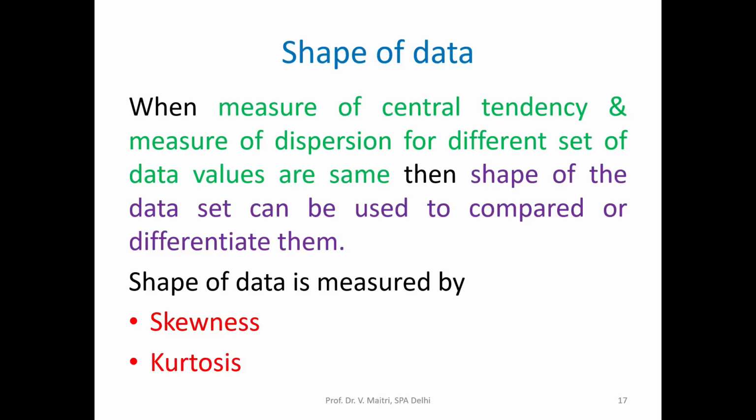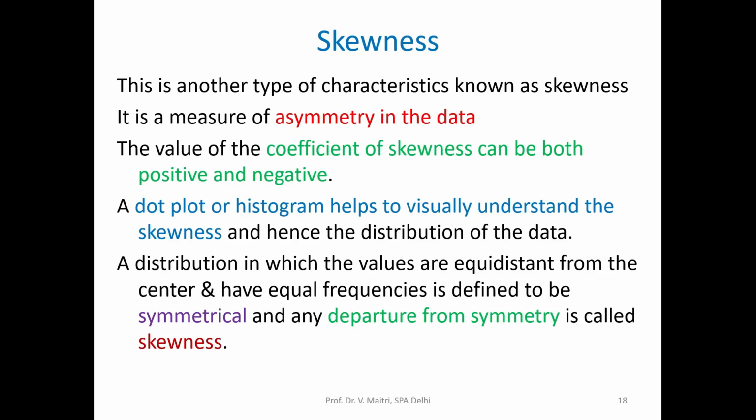The shape of the data we can compare in two ways, either by skewness or by kurtosis. What is skewness? Skewness measures the asymmetry in the data. It tells us whether the data is symmetrical or non-symmetrical. The value of the coefficient of skewness can be both positive as well as negative.